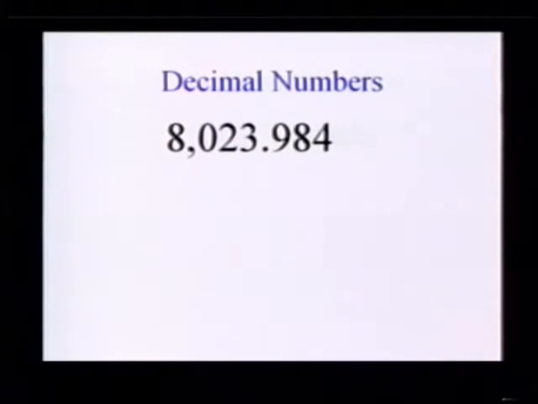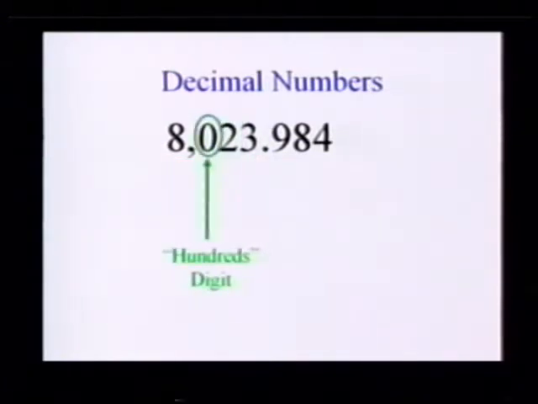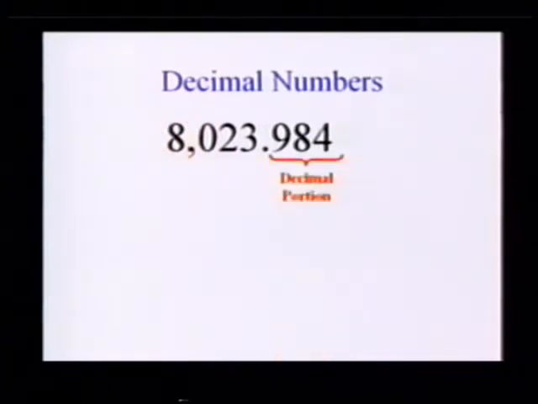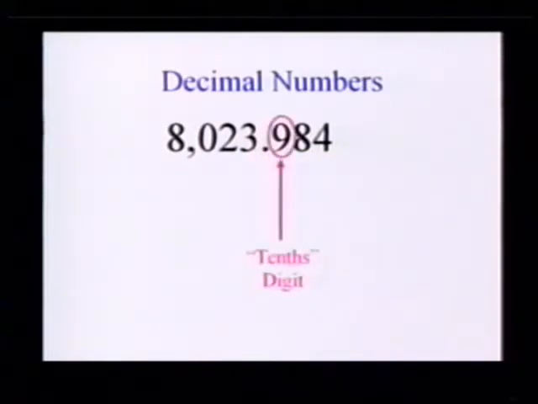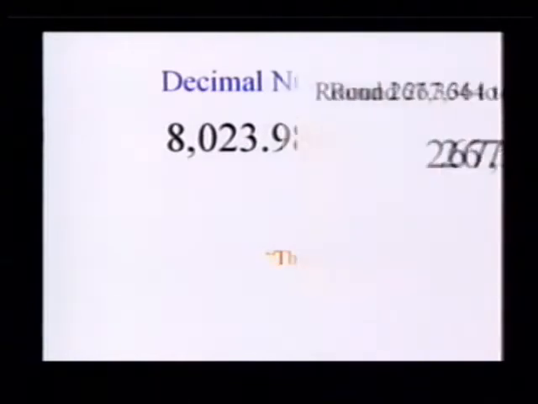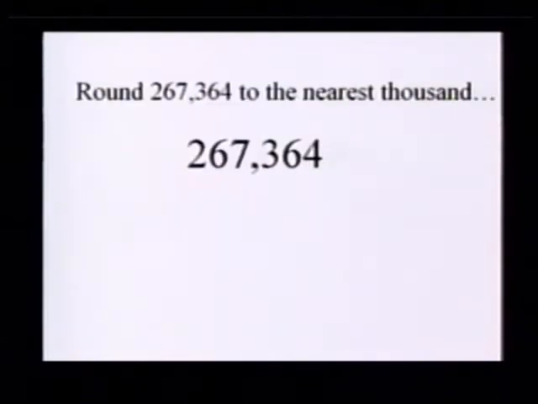We talked about decimals and what makes them. The whole number part, the digits were the ones, for instance, the tens, the hundreds, the thousands, and so on. And then the other part, the fractional or decimal part, the digits were tenths, hundredths, thousandths, and so on. Well, now we're going to use the digits to round.